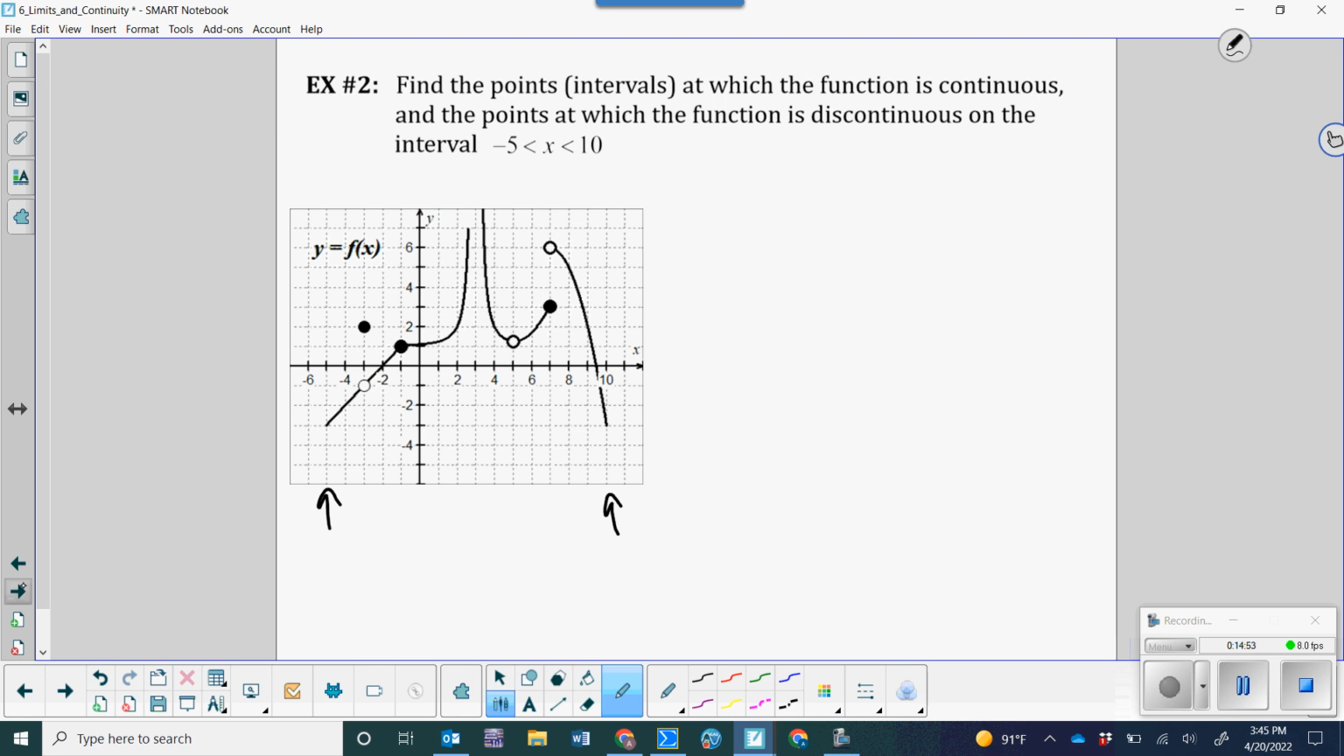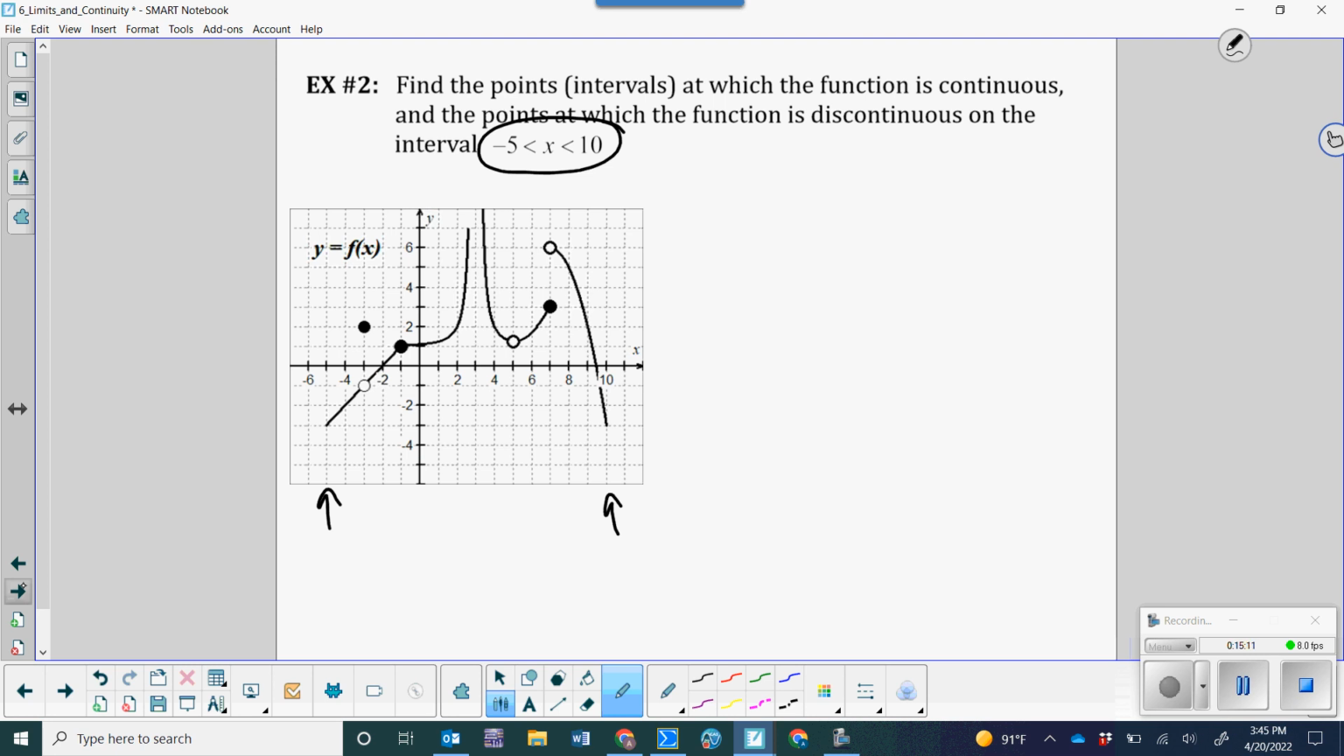They don't have open circles on them, but they don't have arrows either. So they don't continue on, and they don't have points. And so for this, notice it says -5 to 10, not including the ends, okay? So those are open on the ends.